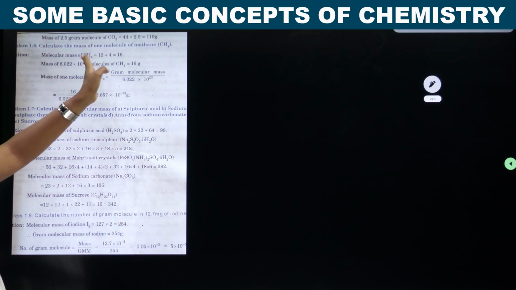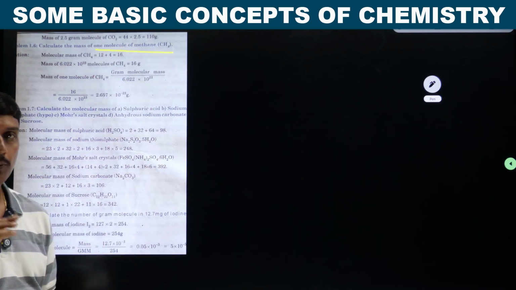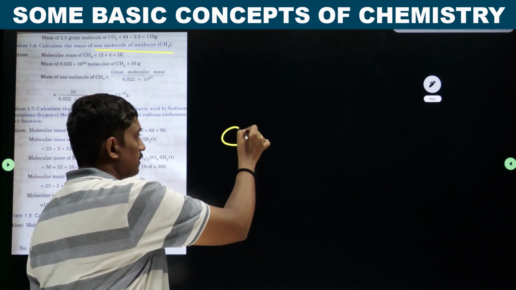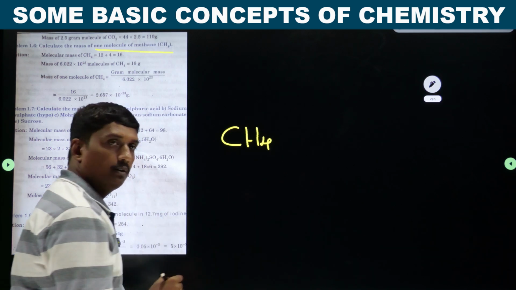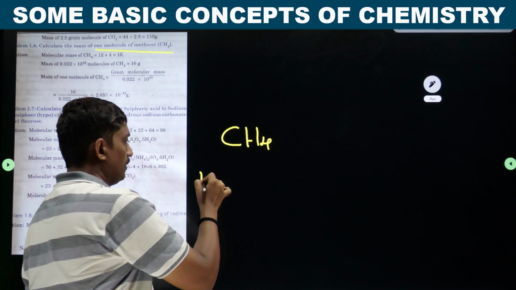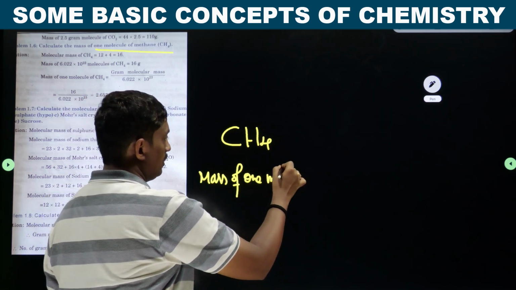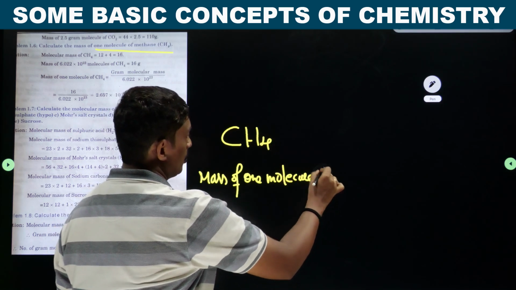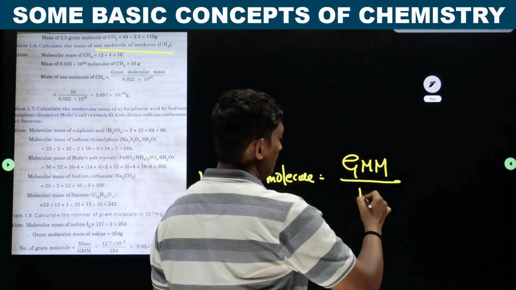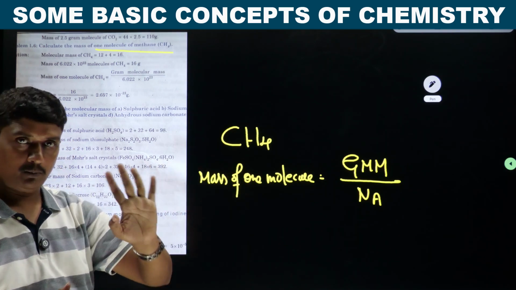Here, calculate the mass of one molecule of methane. Methane means CH4. The mass of one molecule is equal to gram molecular mass divided by Avogadro number. This is the formula to calculate the mass of one molecule.